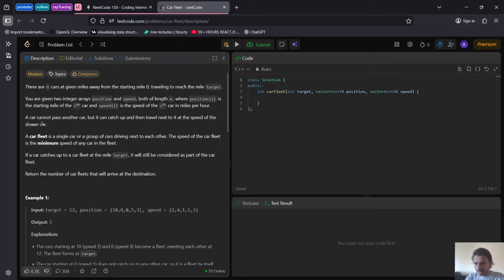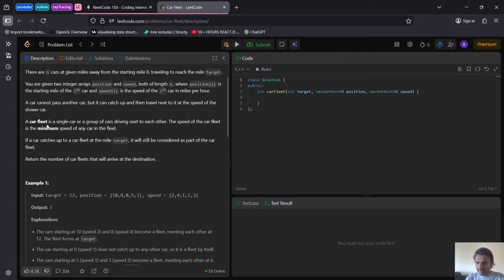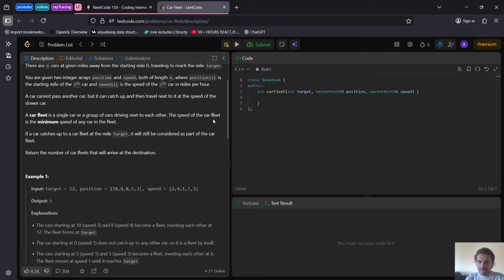A car cannot pass another car, but it can catch up and then travel next to it at the speed of the slower car. A car fleet is a single car or a group of cars driving next to each other. The speed of the car fleet is the minimum speed of any car in the fleet.